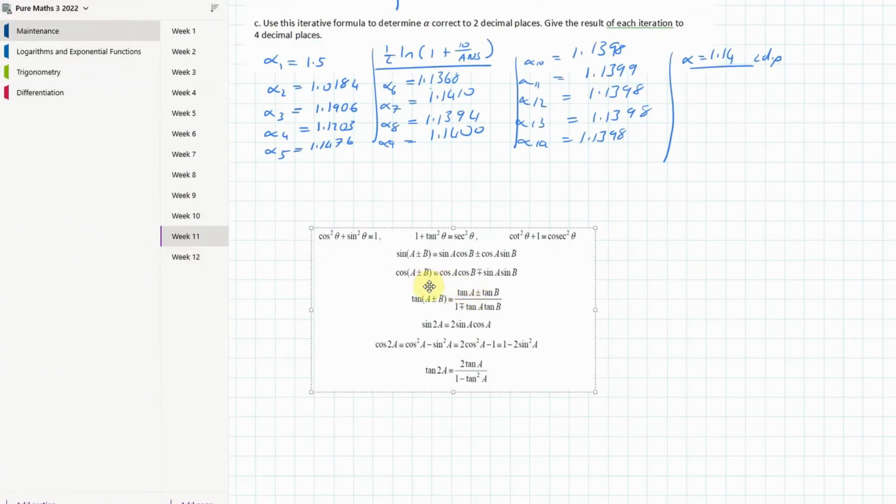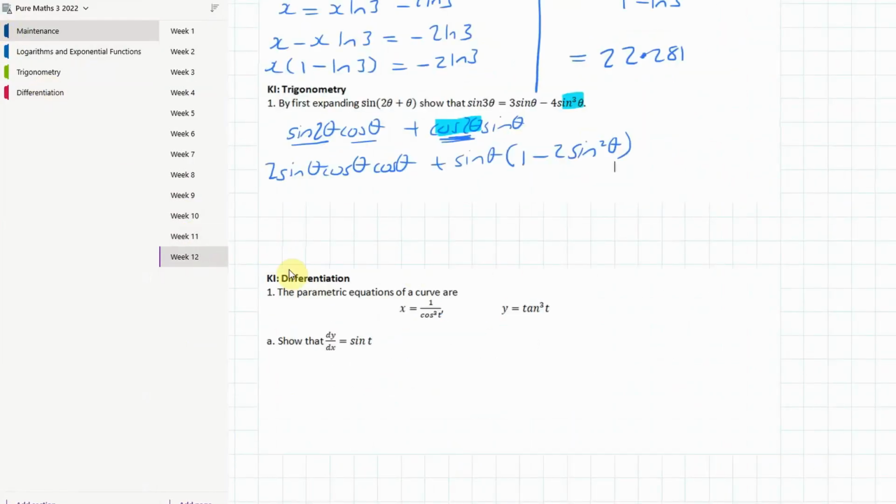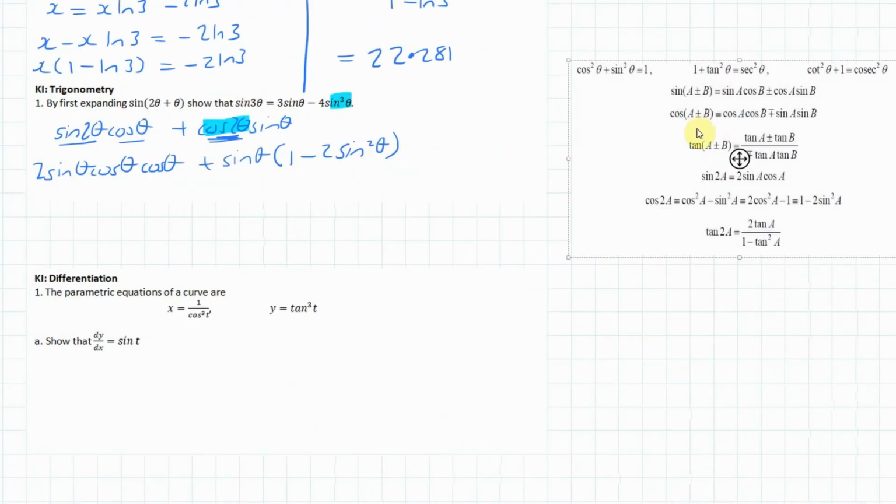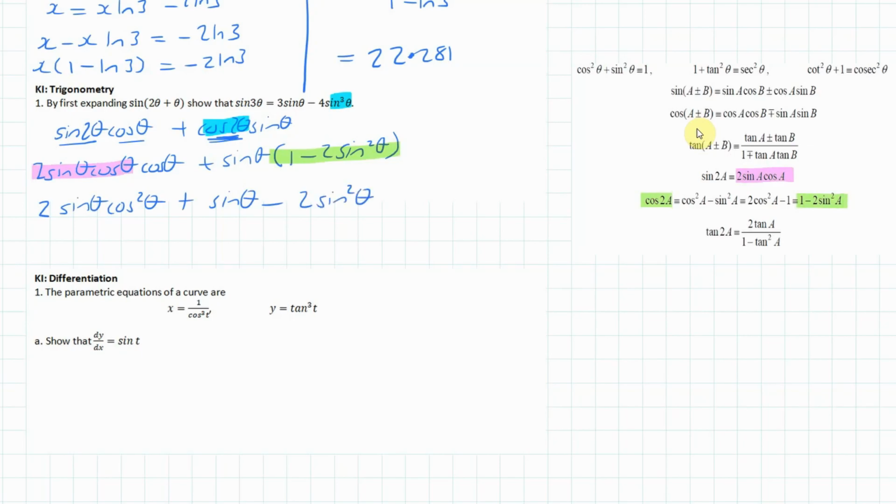Let me see, here we go, I've got them here. Okay, so you can see what I've just used here. I've used that one, so that's this bit here. And then now I'm using the cos 2a equals that one there. So this is this bit here. Okay, now this can simplify to 2 sine theta cosine squared theta plus sine theta minus 2 sine cubed theta.